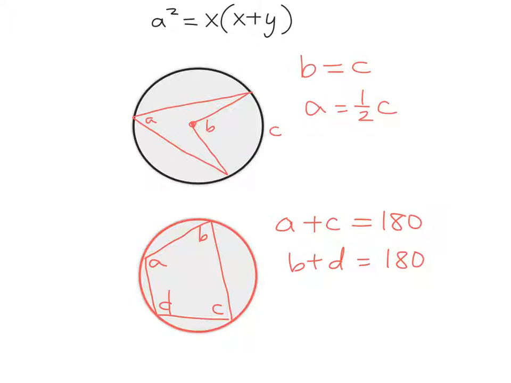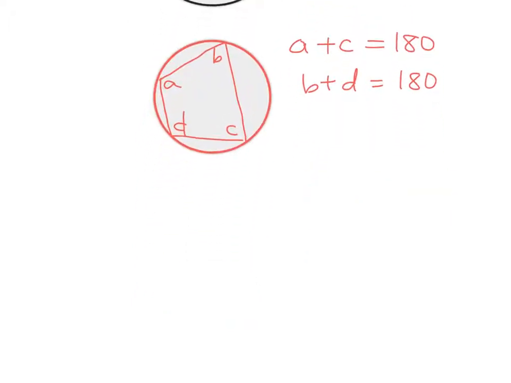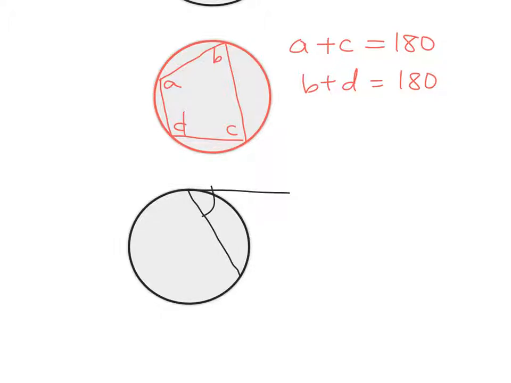What am I missing? Oh, the tangent. If this angle is A and the arc is B, how do those relate? B is 2A or A is half of B. You could write it either way. So angle A is going to be half the measure of B. Or you could say B is double A. Okay?